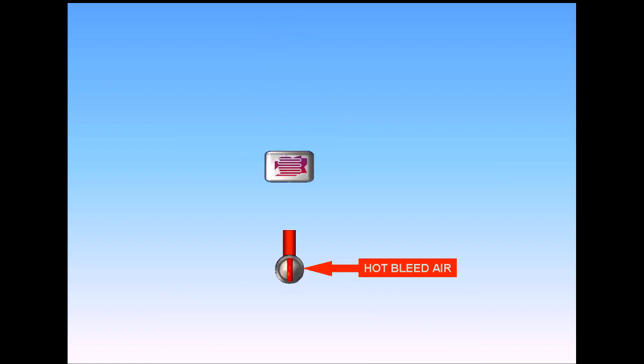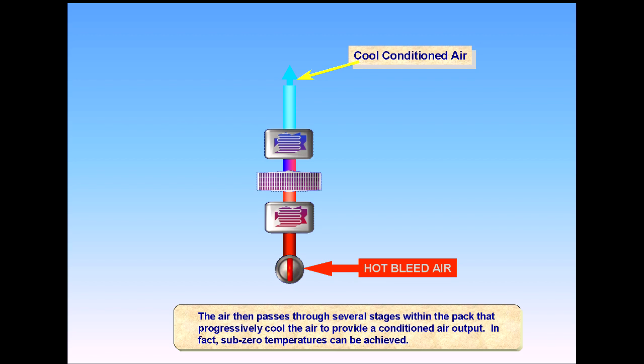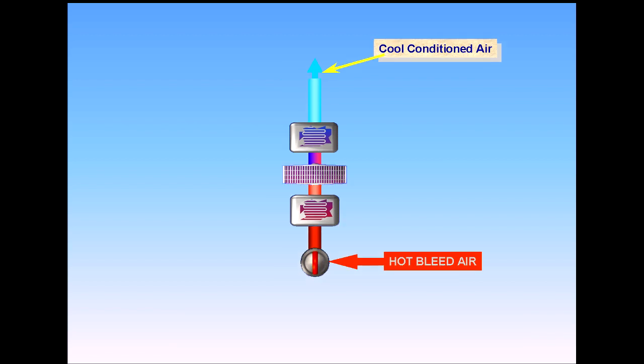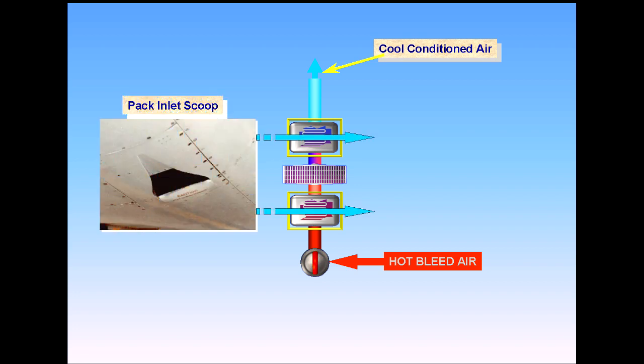The air then passes through several stages within the pack that progressively cool the air to provide a conditioned air output. In fact, sub-zero temperatures can be achieved. Two of the stages are heat exchangers that use a flow of ambient air over them to cool the hot bleed air. This flow of air enters via a pack inlet scoop and exits via an outlet duct.